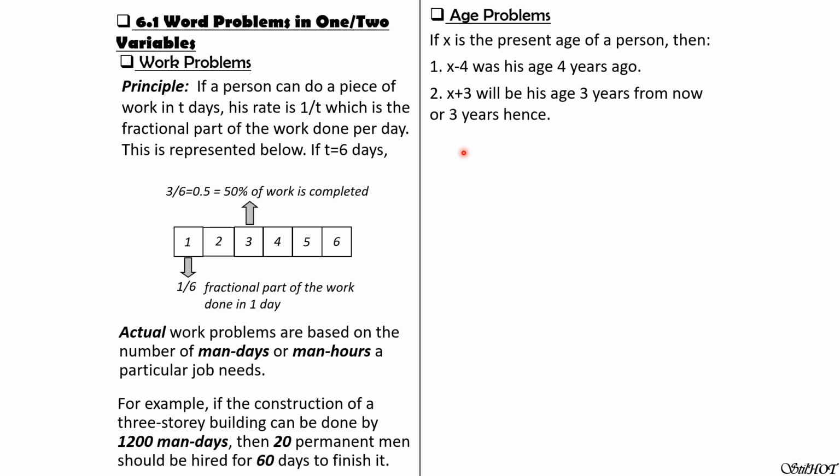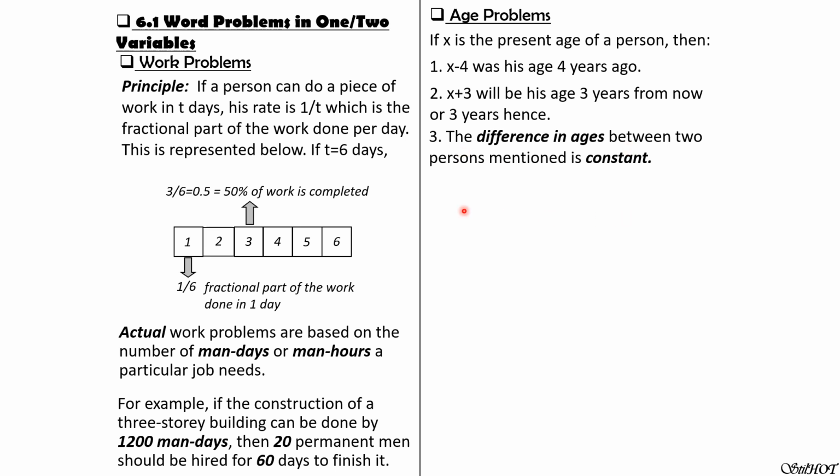Then the difference in ages between two persons mentioned is constant. So it should not be philosophical like one of them dies. So it's assumed that they remain alive as part of the problem. So the difference in ages between two persons mentioned is constant.